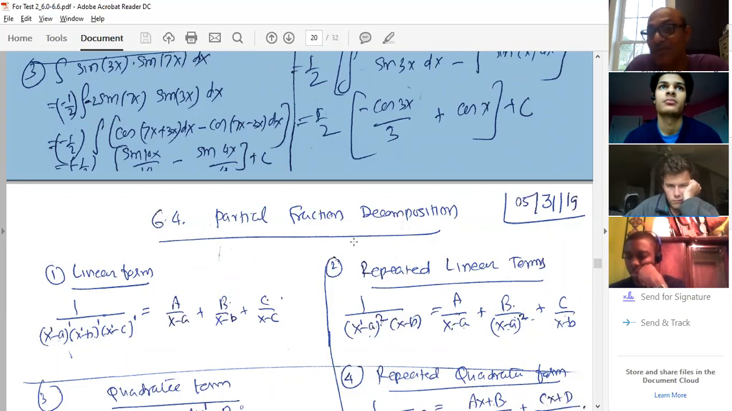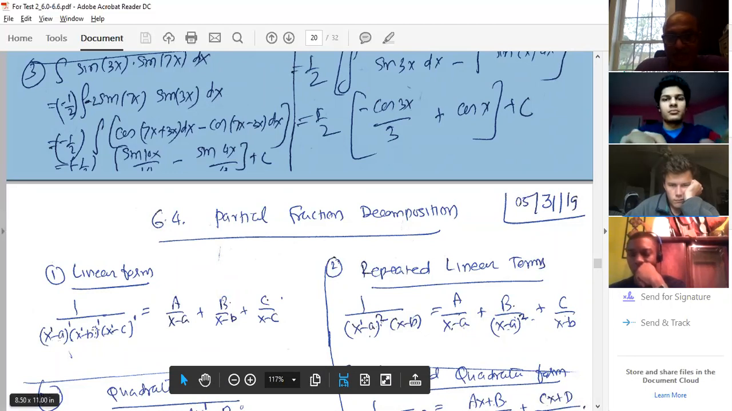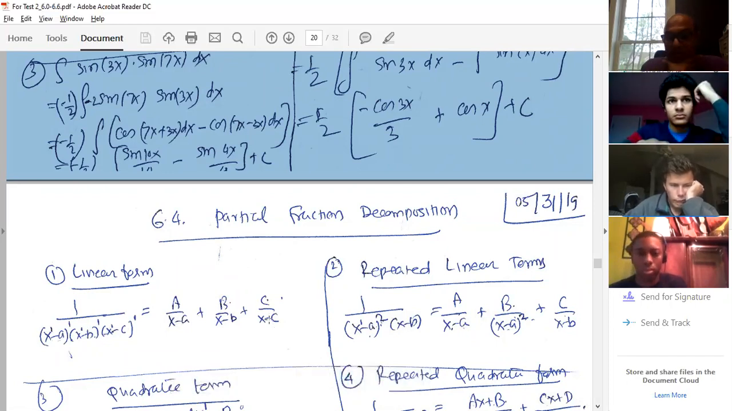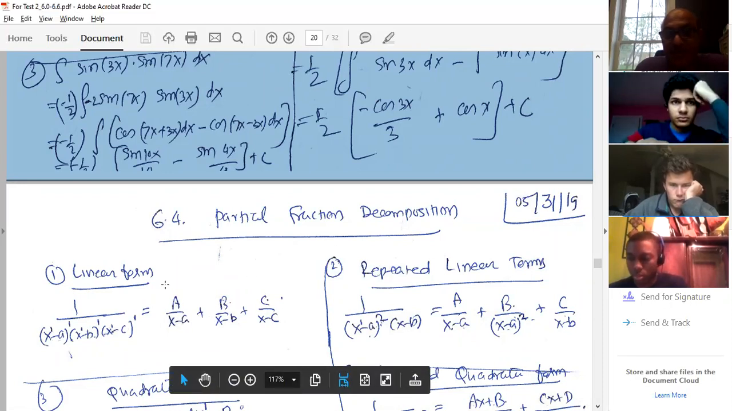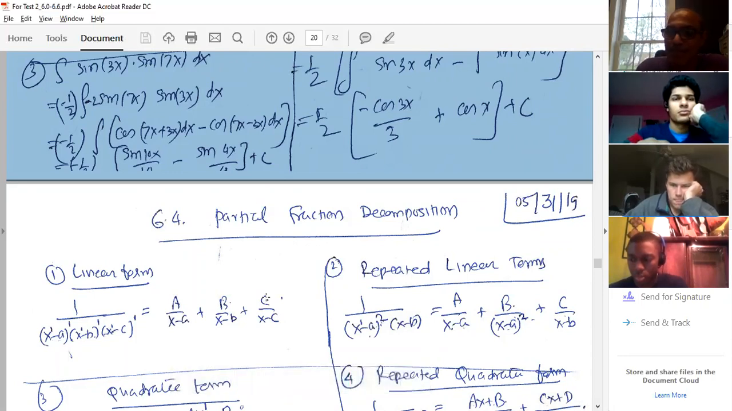Whenever you have a product of two functions in the denominator, and you are looking for the integration, it's not possible. You have to first convert your function into some linear factors like this. Look at over here, x minus a, x minus b, x minus c, a product of three functions. I converted that in terms of A over this one, plus or minus B over this one, C over this one, and then you can go for the integration. The only thing is how to find this A, B, and C.